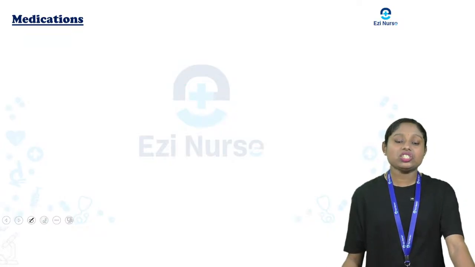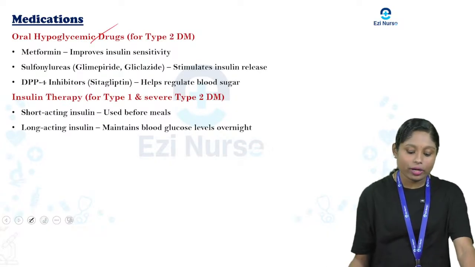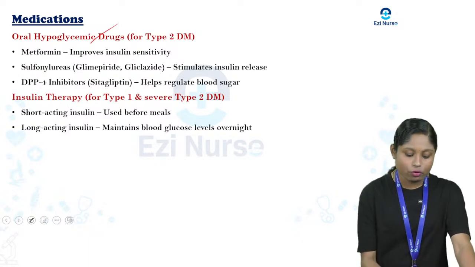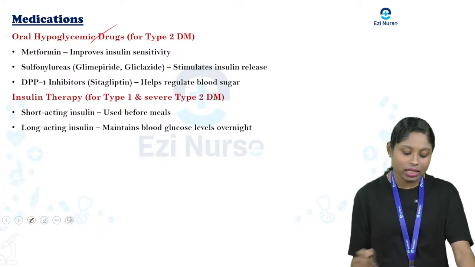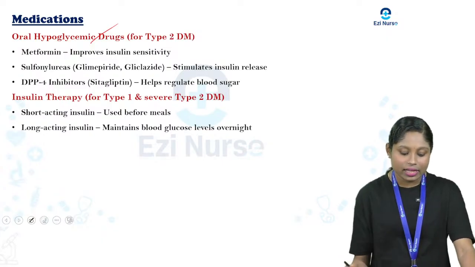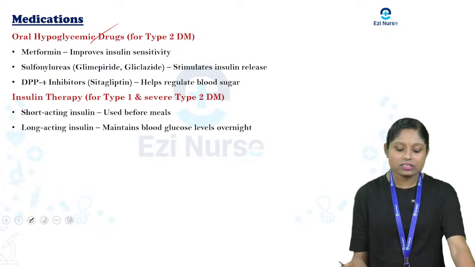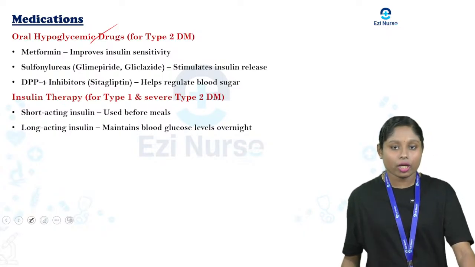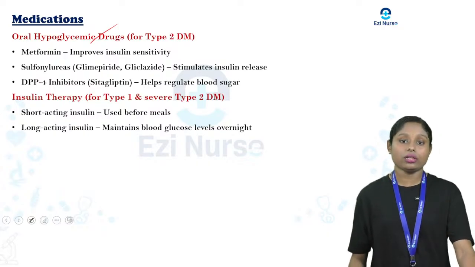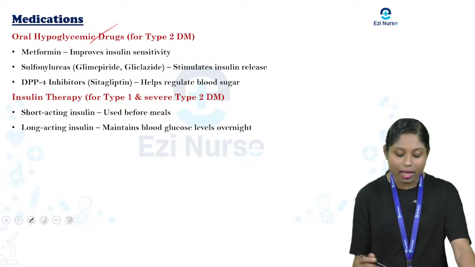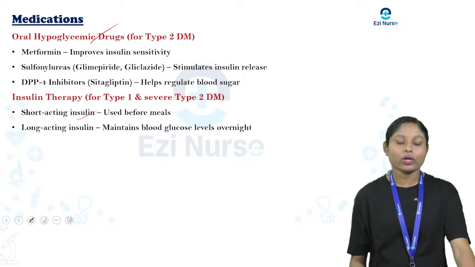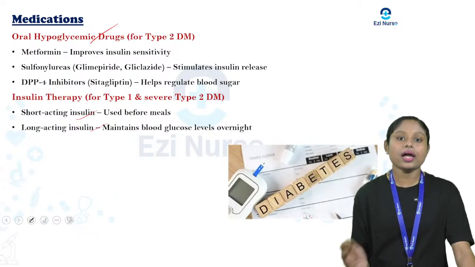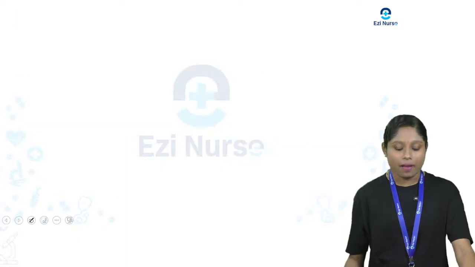So what are the medications for diabetes mellitus? Oral hypoglycemic drugs for type 2 diabetes, like metformin. It's an example. Metformin improves insulin sensitivity. Sulfonylureas, that is glimepiride and glipizide, stimulate insulin release. DPP-4 inhibitors help to regulate blood sugar. Coming to insulin therapy, the patients need to take insulin therapy, that is short-acting insulin and long-acting insulin. So this is the management of diabetes mellitus.